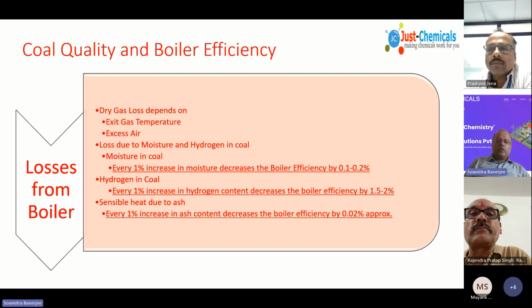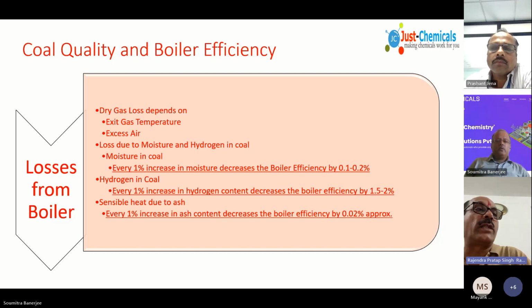Now, hydrogen. In the case of hydrogen, similarly to moisture, every 1% increase will decrease the boiler efficiency by 1.2 to 2%. And it is just because of the latent heat of evaporation which is taken up by the H2O formed after the combustion. But in fact, if you see the complete picture, more hydrogen gives you more kilocalorific value, instead of the boiler efficiency going down.